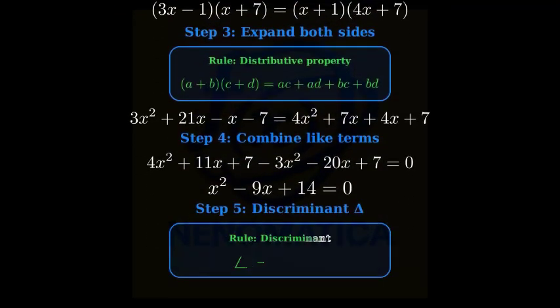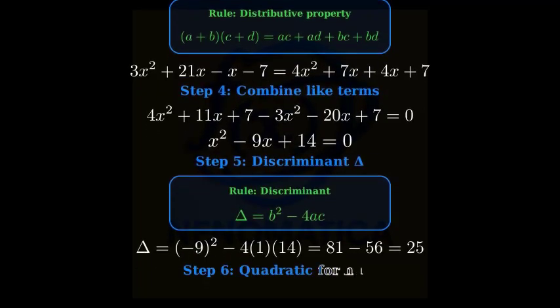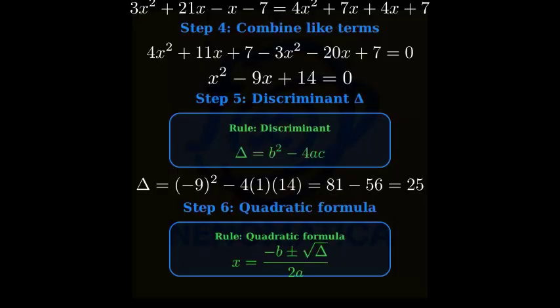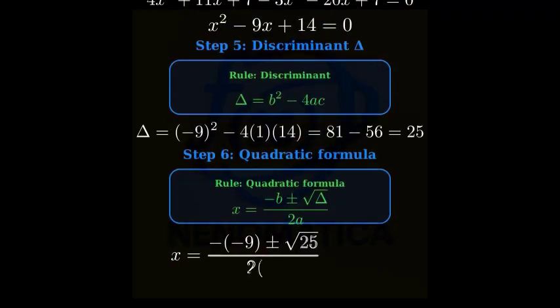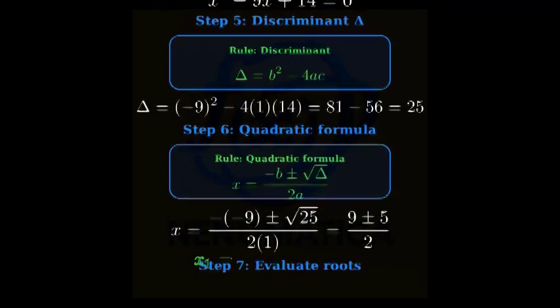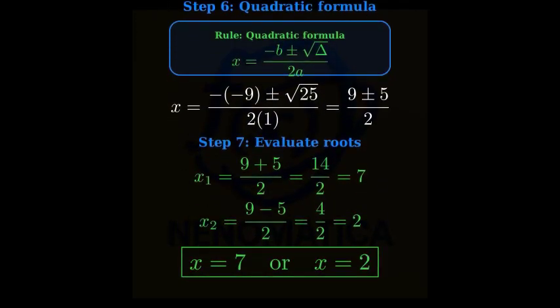Here a equals 1, b equals negative 9, and c equals 14. Step 6. Apply the quadratic formula. Substitute a equals 1, b equals negative 9, and delta equals 25. Step 7. Evaluate the two solutions. These are the two real roots of the original equation. Final answer, x equals 7 and x equals 2. Always check that denominators are not 0. x must not be negative 7.